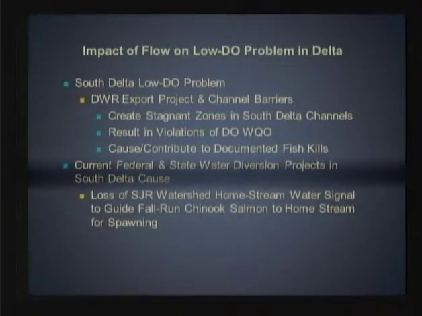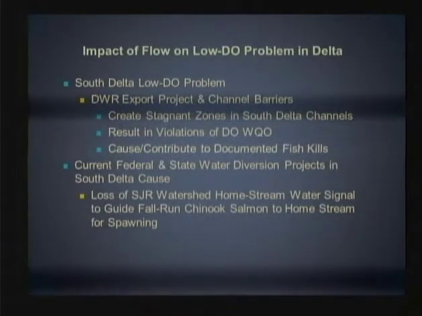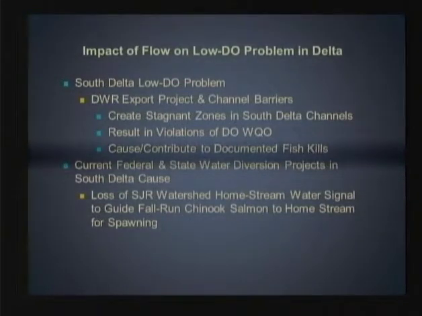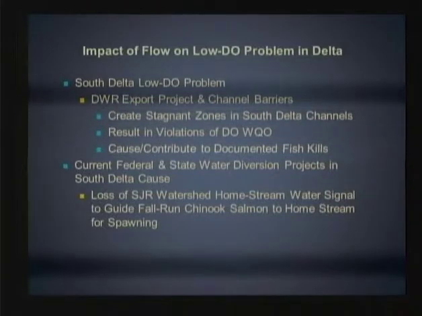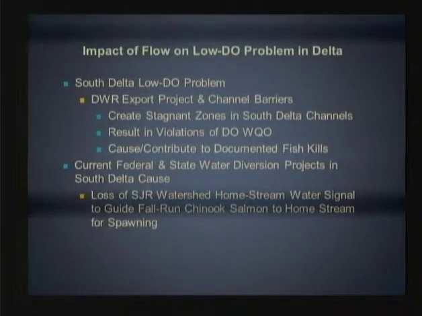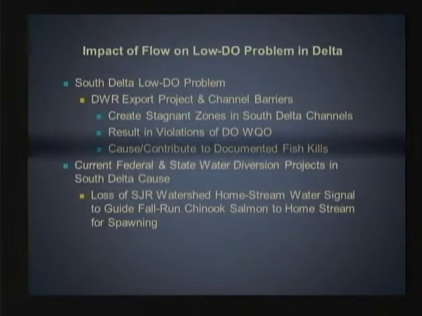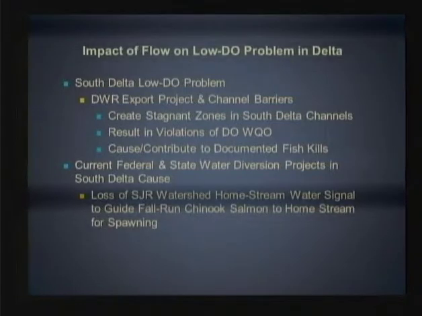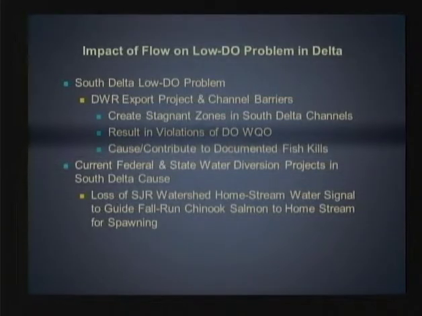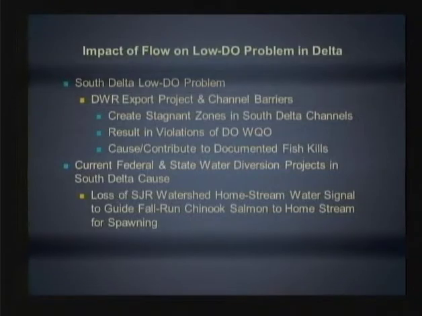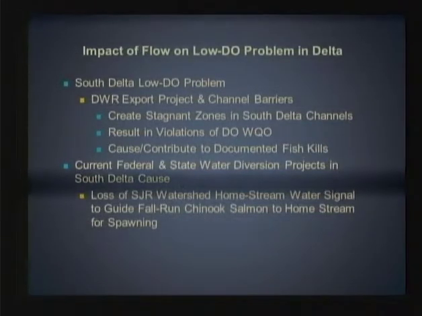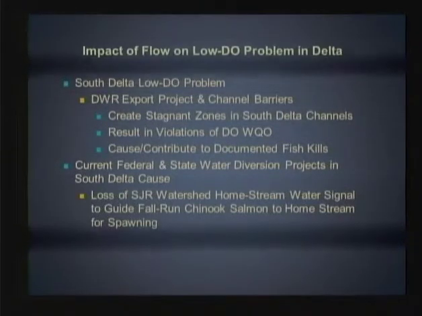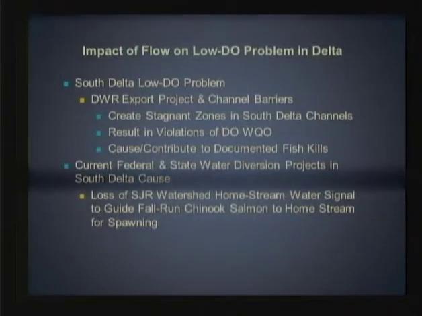There's also a major problem with flows in the Delta because of the export projects sucking the home stream water signal from the San Joaquin River watershed to the pumps, and thereby depriving the fall run Chinook salmon the opportunity to find their home stream water in the San Joaquin River watershed. This is clearly related to flow issues, and if you had sufficient flow down the San Joaquin River all the way to the bay, then they would have the home stream signal to get there.